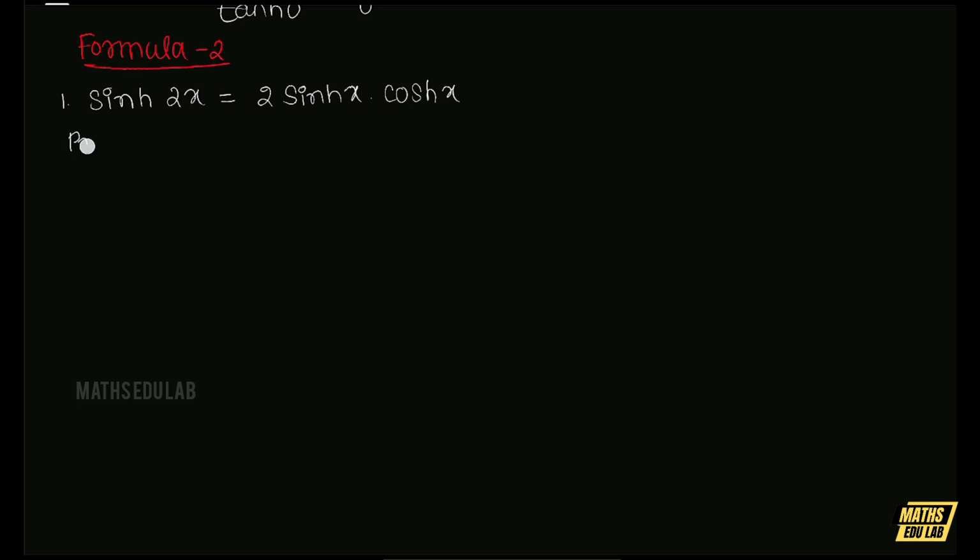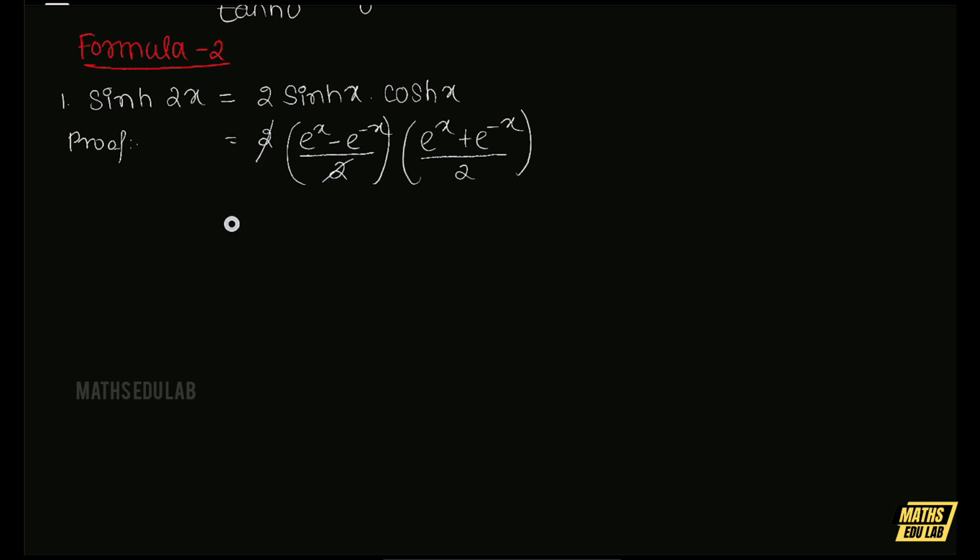Let's try to solve this from the right hand side. As we know, sine hyperbolic x is e to the power of x minus e to the power of minus x upon 2 into e to the power of x plus e to the power of minus x upon 2. So these two values get cancelled out and the remaining one will be written as e to the power of x minus e to the power of minus x into e to the power of x plus e to the power of minus x.